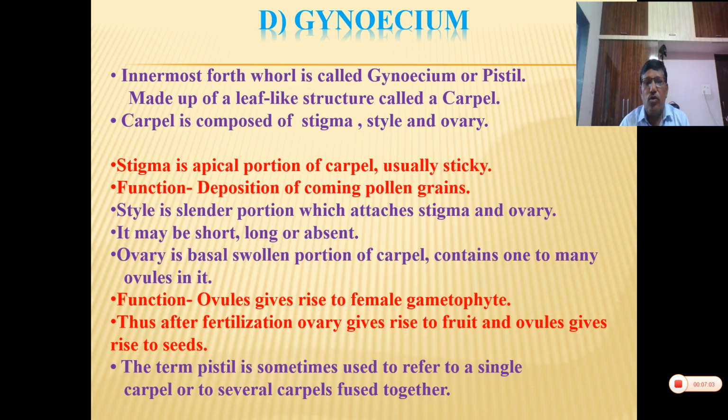Style is a slender portion which attaches the stigma and ovary. Style may be short, long, or absent. Ovary is an important basal swollen portion of the carpel, and contains one to many ovules. The function of the ovary is that the ovules give rise to the female gametophyte. After fertilization, the ovary gives rise to the fruit and ovules give rise to seeds. The term pistil is nothing but a single carpel or several carpels fused together.